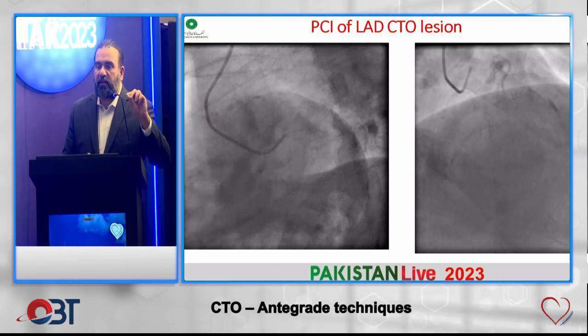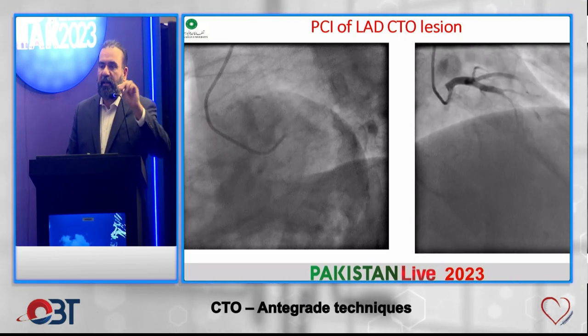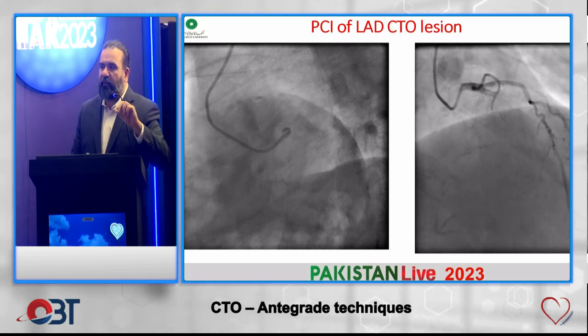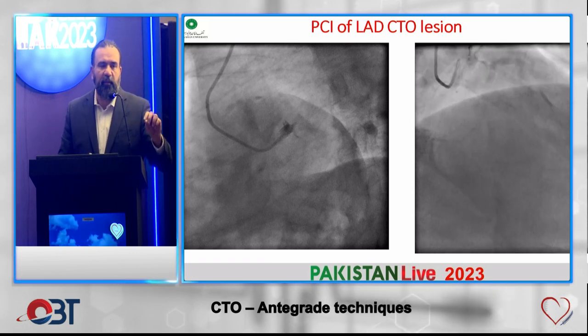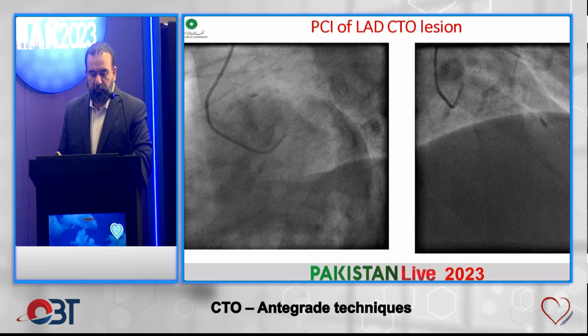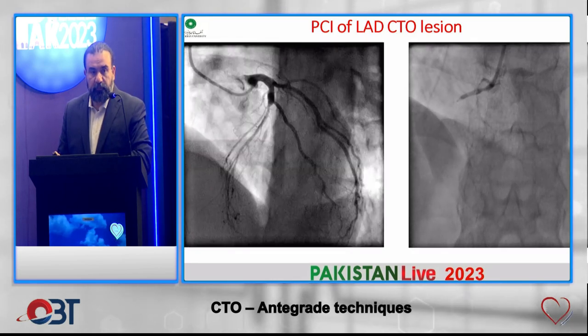Now, obviously, where the capability of angiography ends, the capability of IVUS begins. And if you still cannot identify it and ambiguity remains, then you use IVUS. So excellent points, as Dr. Salman elaborated.